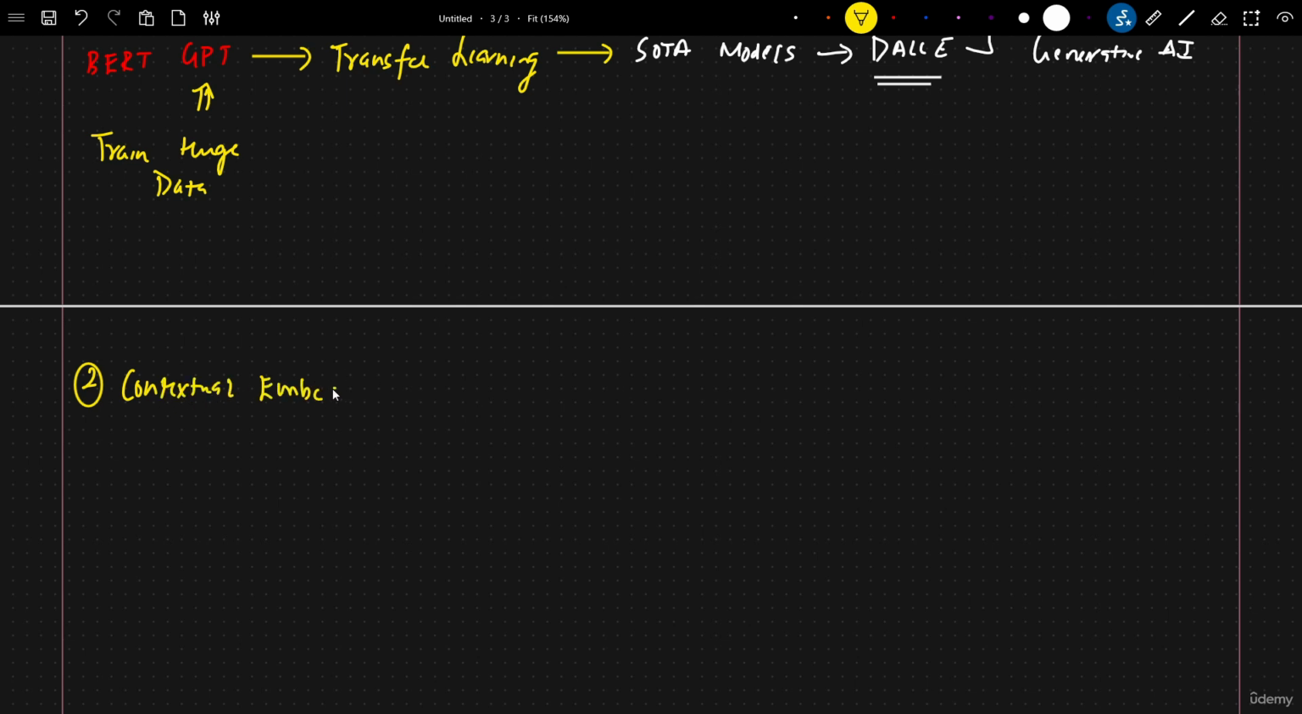Contextual embeddings, right? Now, what exactly happens in contextual embedding? We will discuss this. Okay.